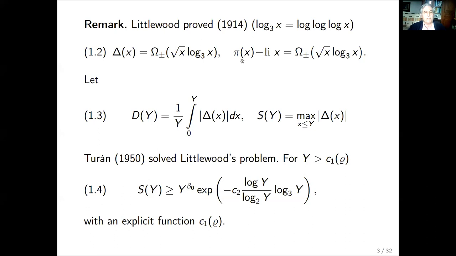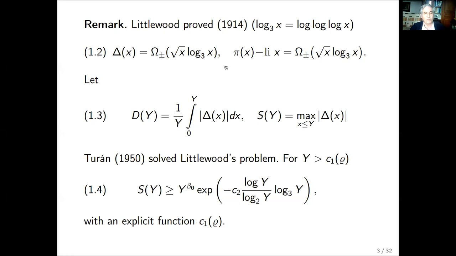So that means the same assertion holds for the difference pi x minus li x, which was the answer to a question of Riemann stated in his memoir, or even as a conjecture, that he believed that the function li x gives always an upper estimation for the true number of primes. But Littlewood showed that this is not the case. It has infinitely many positive and infinitely many negative values when x tends to infinity.